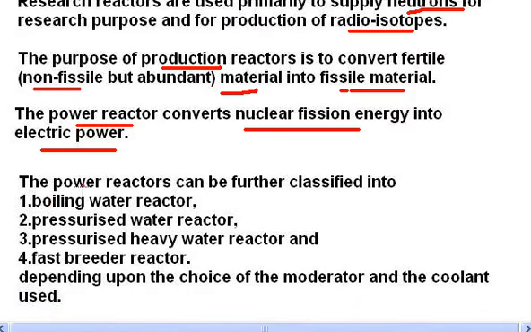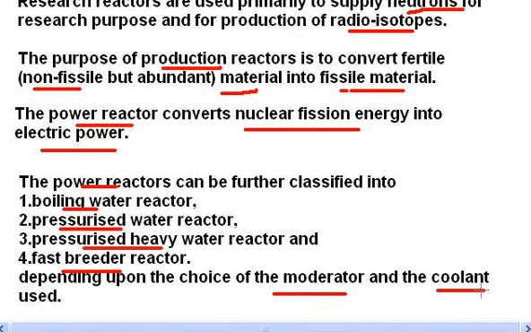This power reactor is further classified into four types. One is the boiling water reactor, then pressurized water reactor, then pressurized heavy water reactor, and the fast breeder reactor. And this classification is based upon the choices of the moderator and the coolants used in the nuclear reactor.